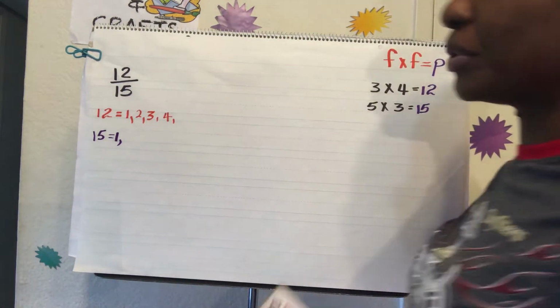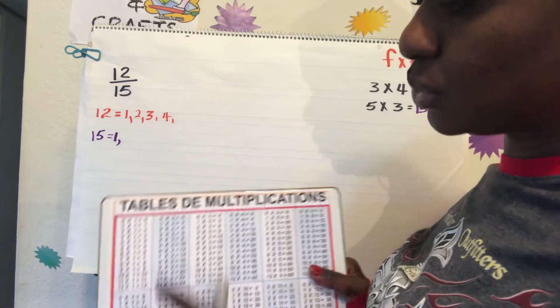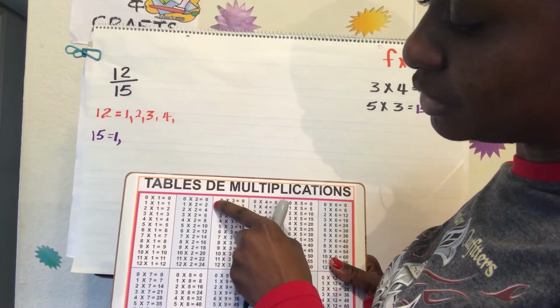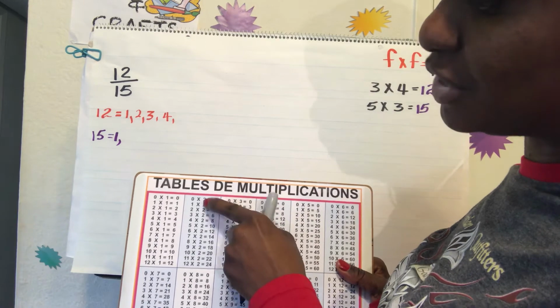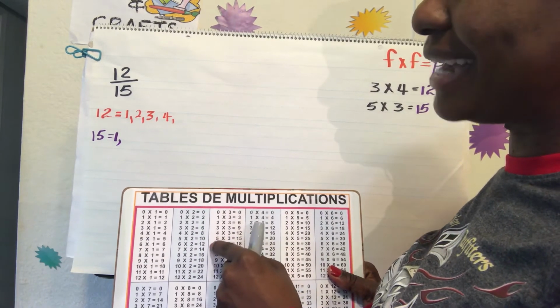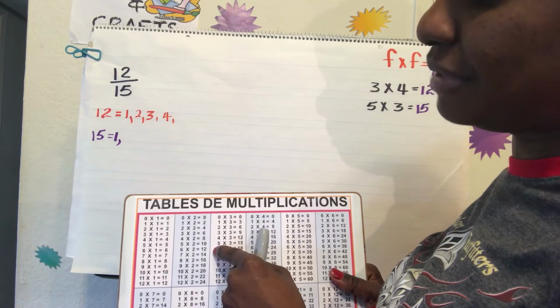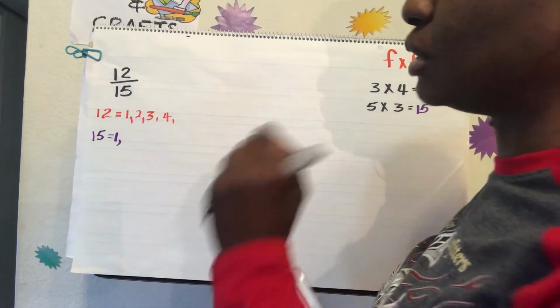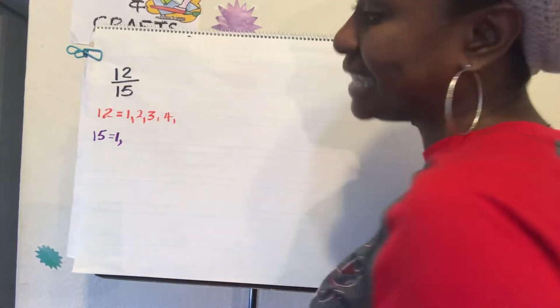Right? So now, can 2 go into 15? Now you check the 2 times table. Can 2 go into 15? No, there's no 15 there. That means 2 cannot be divided into 15 without leaving a remainder. So that's out. You're going to skip your 2 because 2 cannot go into 15.